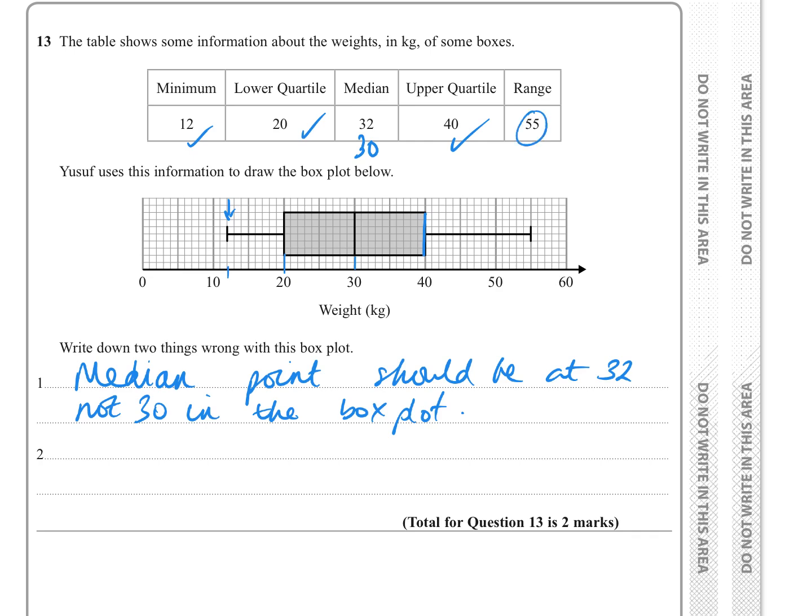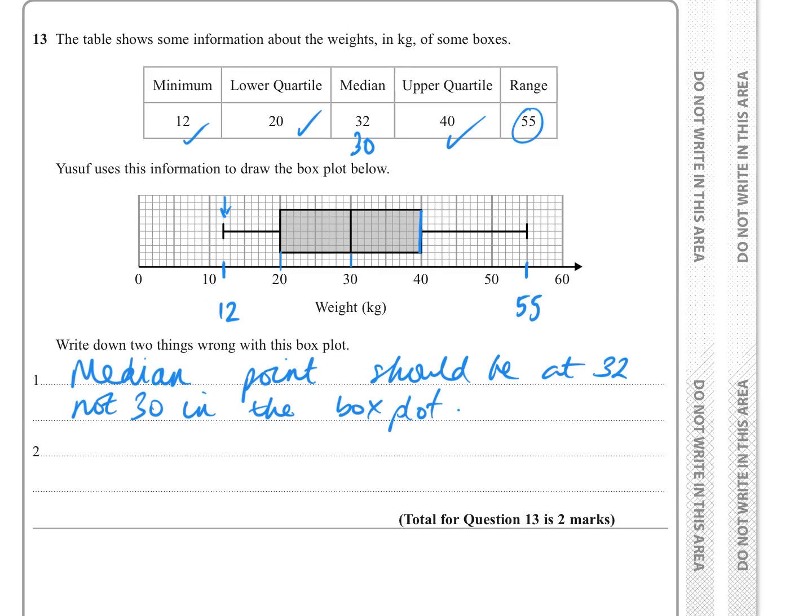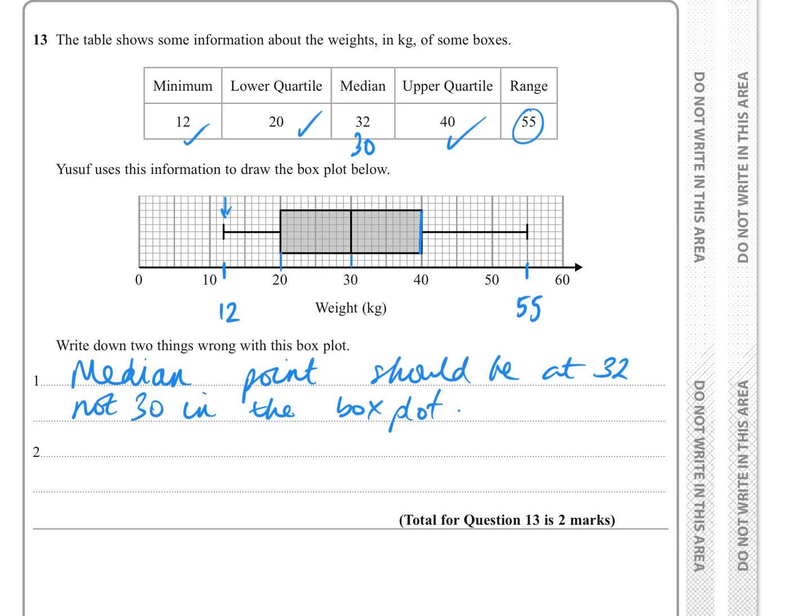Now the range. Now, what range do we mean here? It doesn't say anything about the interquartile range, it just says about the range. So in this case, the range by the diagram seems to say 55, but the range is between the highest and lowest, so the range is actually on the box plot 55 minus 12, which is 43, which is not what you've been told to give as the range. So not an easy question, not for me anyway.